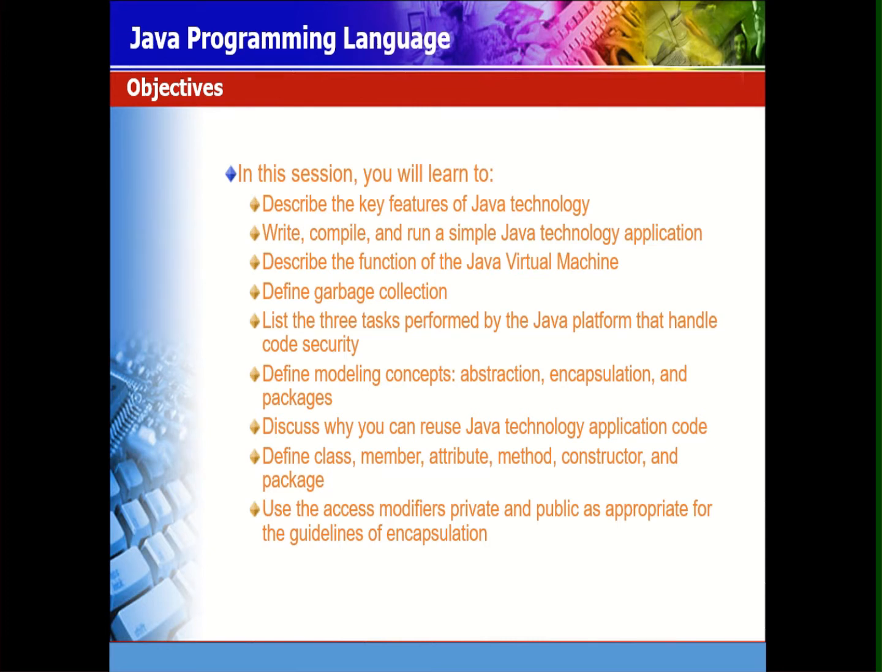Java programming language. In this session, you will learn to describe the key features of Java technology; write, compile, and run a simple Java technology application; describe the function of the Java virtual machine; define garbage collection; list the 3 tasks performed by the Java platform that handles code security; define modeling concepts, abstraction, encapsulation, and packages; discuss why you can reuse Java technology application code; define class, members, attributes, methods, constructor, and packages; use the access modifiers private and public as appropriate for guidelines of encapsulation.